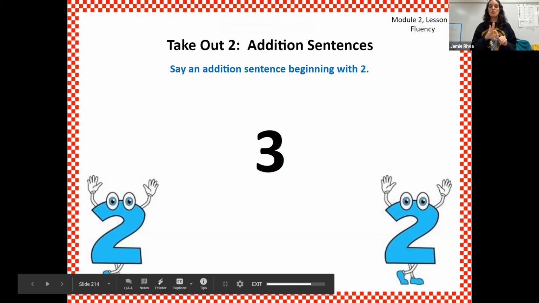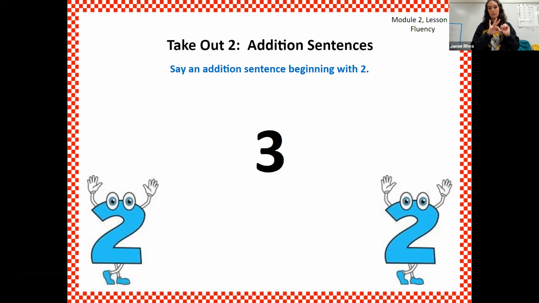So when you say your addition sentence, though, it's going to be 2 plus 3. Or I'm sorry, that's not right. 2 plus 1 make 3. Okay, so let's get started. We've already done 3. 3, if I take 2 out, I've got 1. So 2 plus 1. See how quickly we can do these. 7. If I take 2 out, I have 5. So 2 plus 5 makes 7.